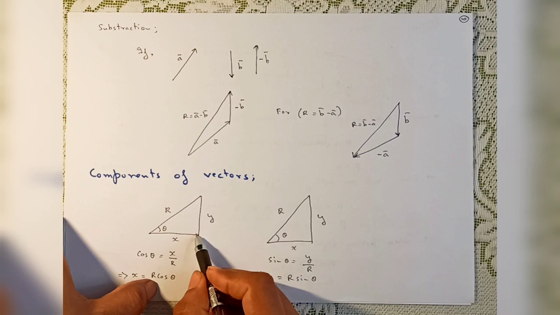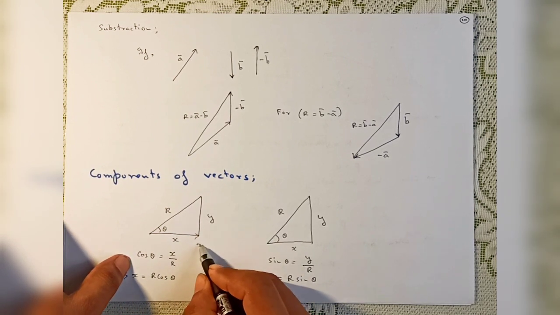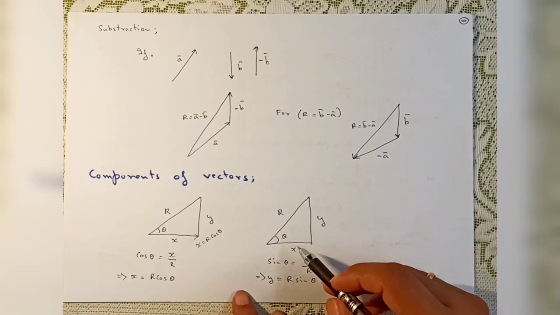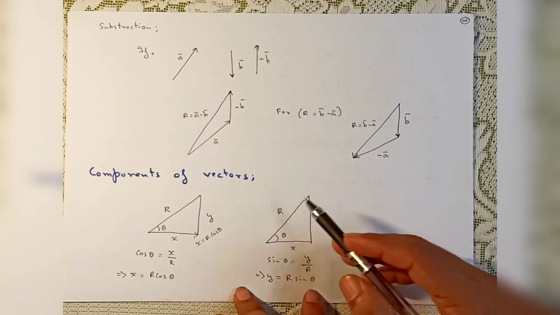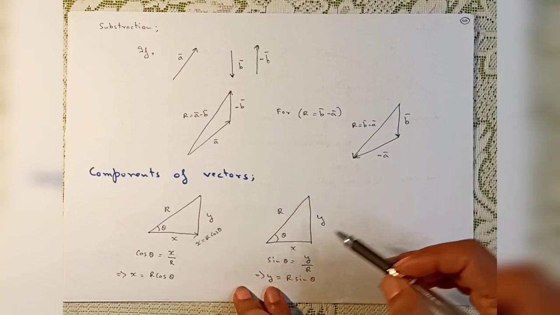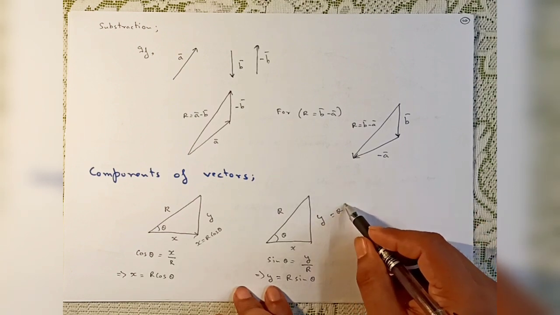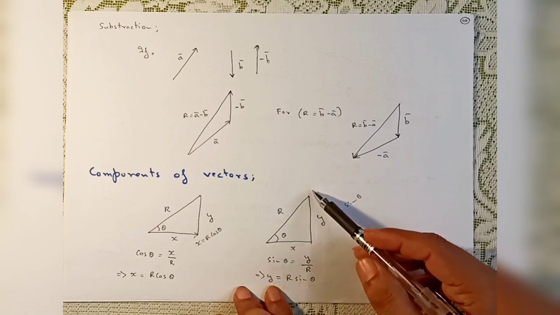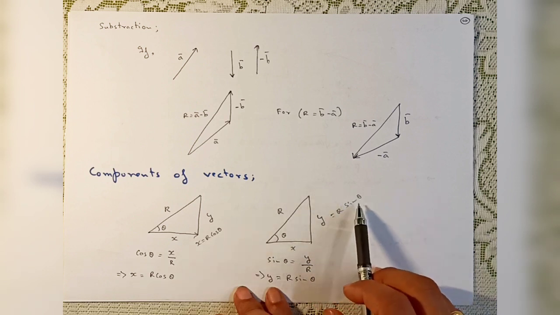So in the X direction, the component of your vector is what? X is equal to R cos theta. And here, with respect to sin theta, it is what? Y divided by R. Hence, the component of the vector in the Y direction is R sin theta. Okay, this is the component of the vector in the Y direction. This is the component of the vector in the X direction. In the X direction, it is cos theta. In the Y direction, it is sin theta.